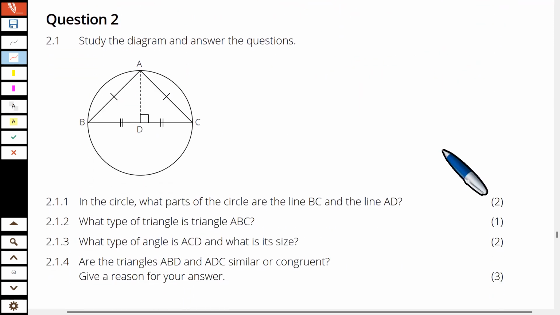Right, now in question 2, we're looking at more circles and circle shapes. Right, so we're starting the diagram and answering the questions that follow. In 2.1.1, we're looking at the circle. Which parts of the circle are the line BC? What do you call line BC and line AD? Two marks. Let's start with BC. What do you call line BC?